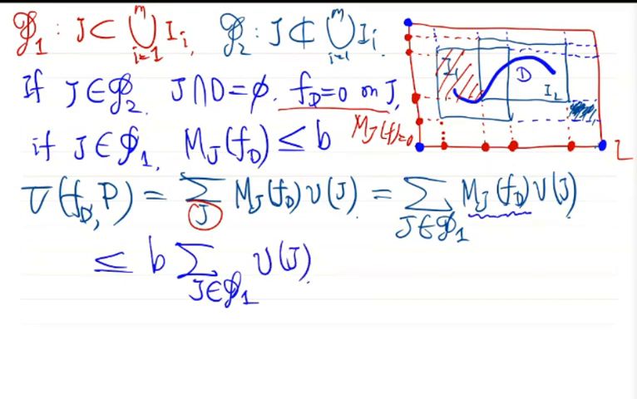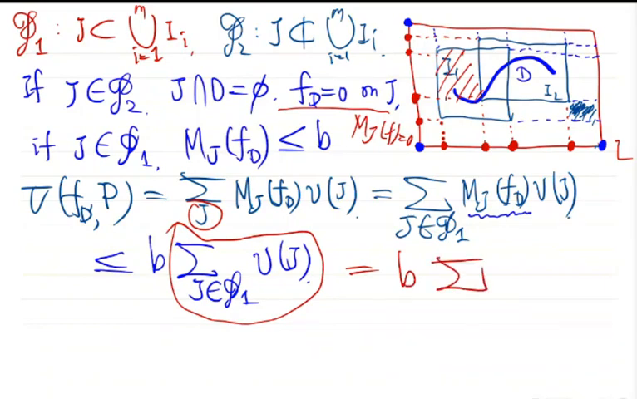But the sum of the volumes of all the first class rectangles is precisely the total volume of I1 and I2 and so on. Okay, so this is precisely the sum of the volumes of I_i, i from 1 to m. So this is not greater than epsilon. So this means that for any epsilon positive, we can find a partition P.